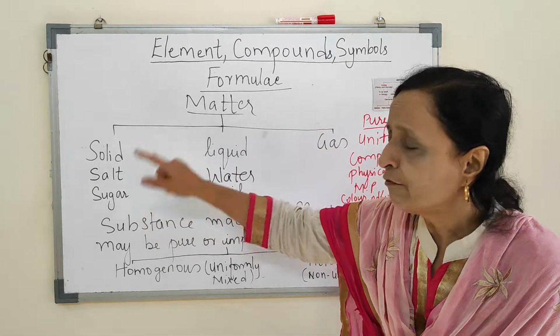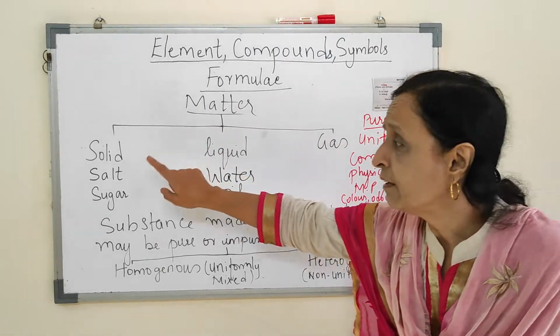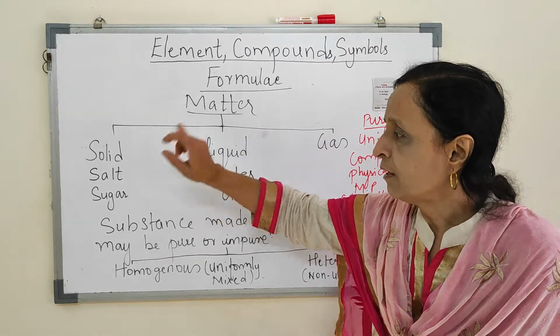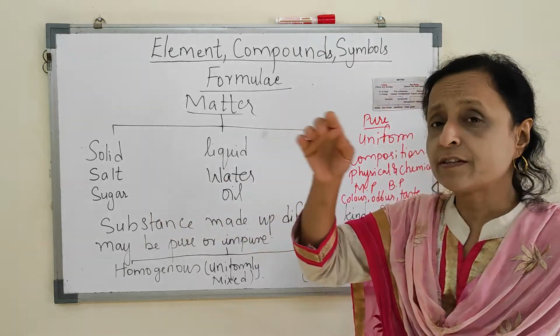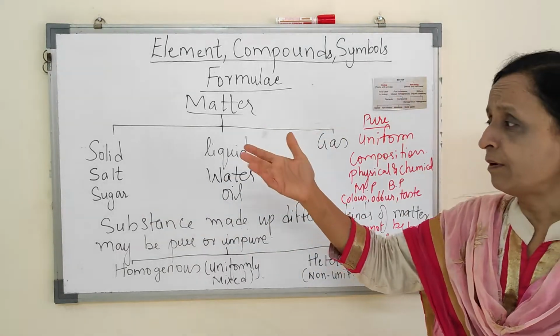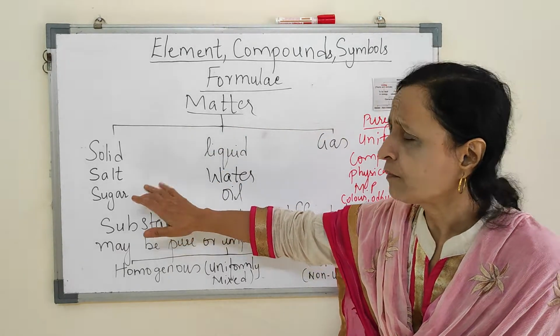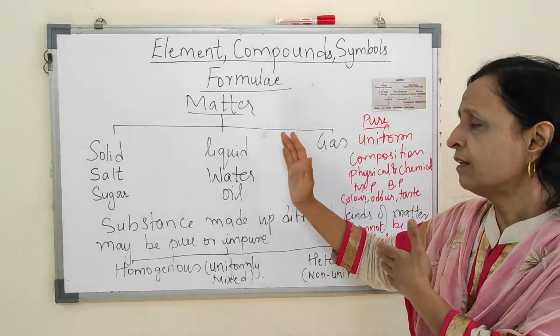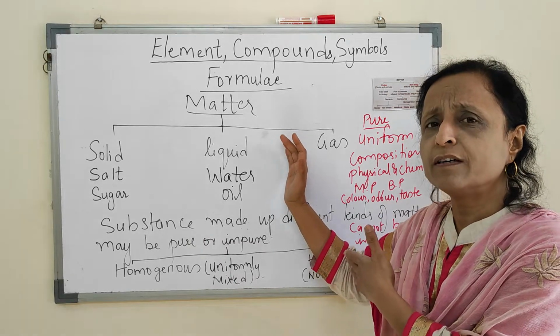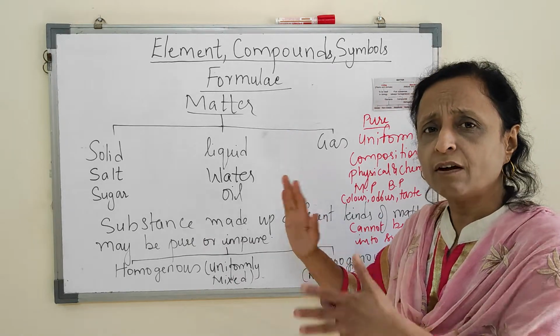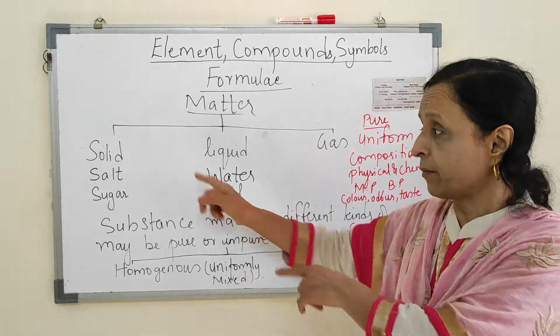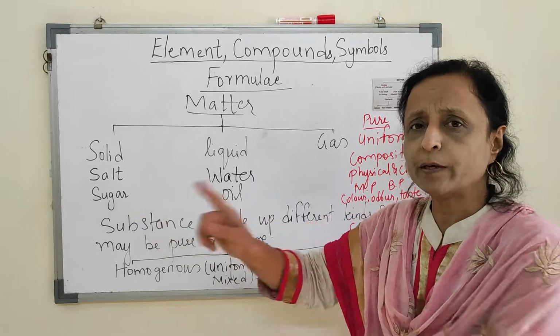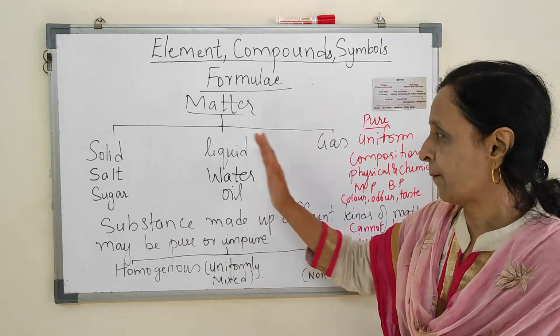Now salt is different from sugar because it's a different chemical. Salt is sodium chloride, sugar is CHO, carbon, hydrogen, oxygen. So they are completely different. And then again, the chemical composition of water is different from oil. They are not same. Their state is same. Here the state is same, but the chemical composition is not same.